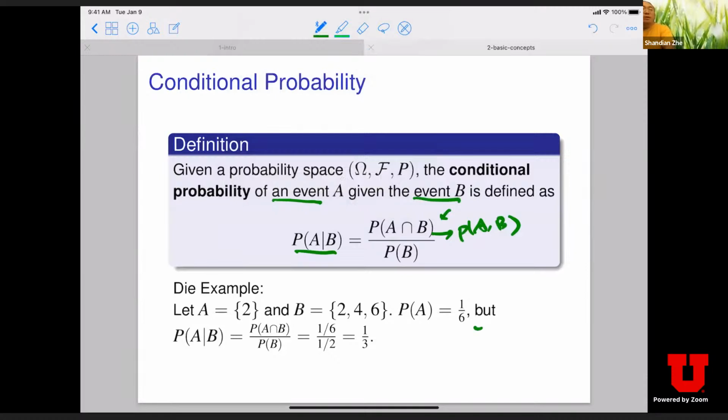So here's one example. I'm not gonna go through this because I believe everyone is familiar with this, right? It's the joint probability divided by the marginal probability. This is called the conditional probability, right?